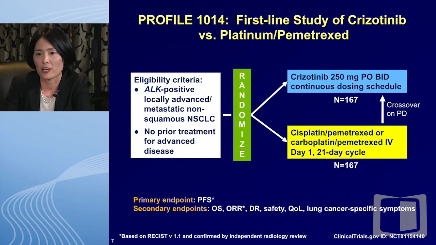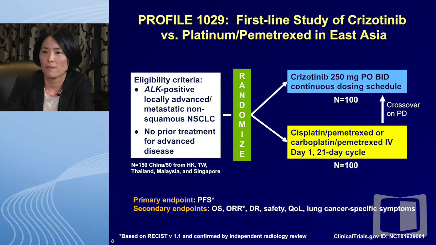So currently, there are actually two PROFILE studies of crizotinib that are ongoing. This is PROFILE 1014, which is the first-line study of crizotinib. And here, ALK-positive patients are randomized again 1-to-1 to receive either frontline crizotinib or a frontline platinum-pemetrexed regimen up to 6 cycles with no maintenance chemotherapy. And again, this trial does allow patients to cross over from chemotherapy to crizotinib.